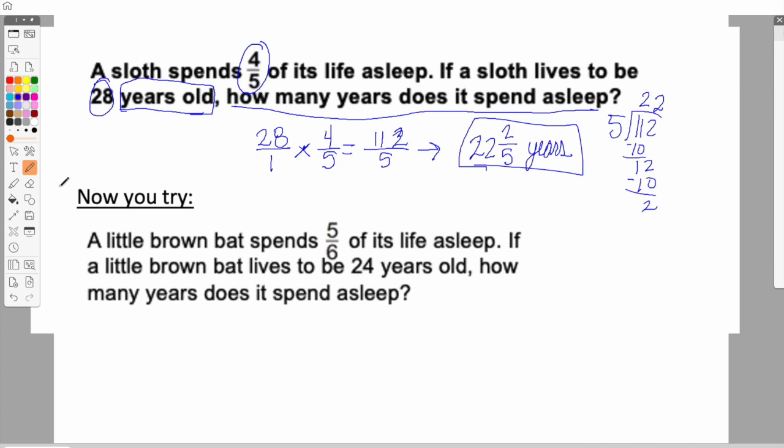Again, how do we get this? We only sleep for like 8 hours a day. That's like 1/3 of our life. These guys sleep forever.